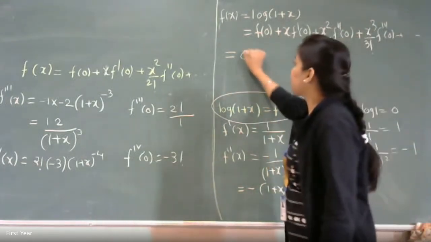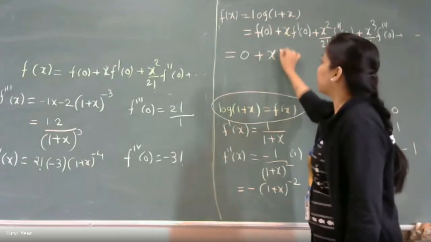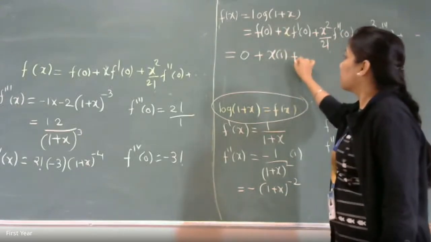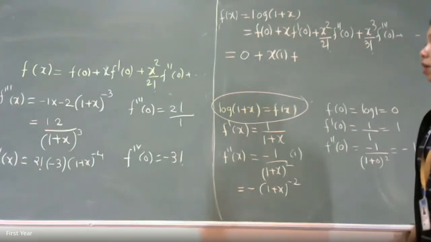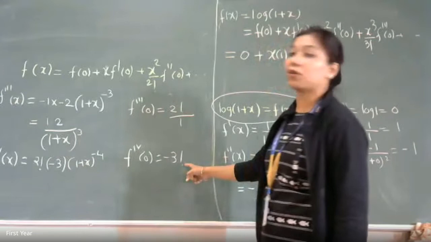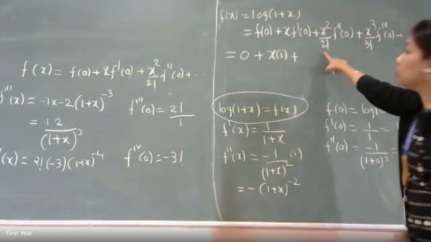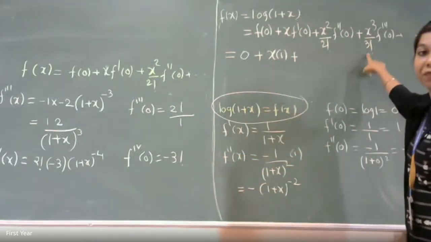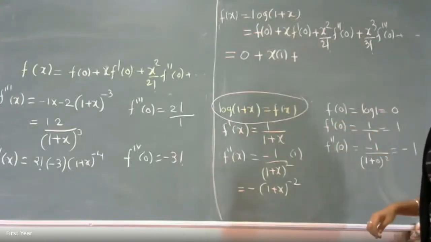It is 0. f dash is 1. Minus 6 is 2 factorial into 3, which is 3 factorial also. Now why do I write that? Because you see in the formula 2 factorial, 3 factorial and so on, they will get cancelled. That's why I'm writing it in that particular form.